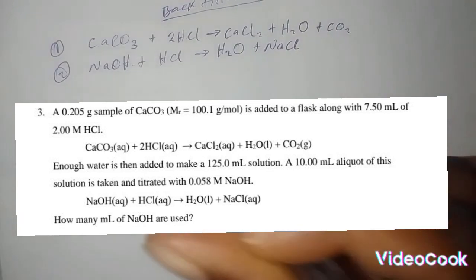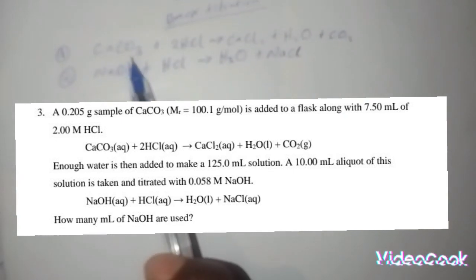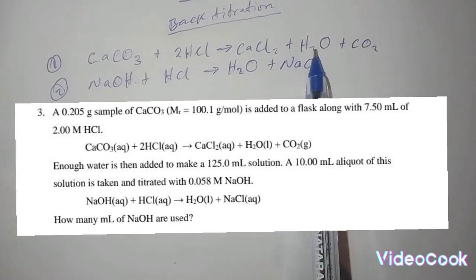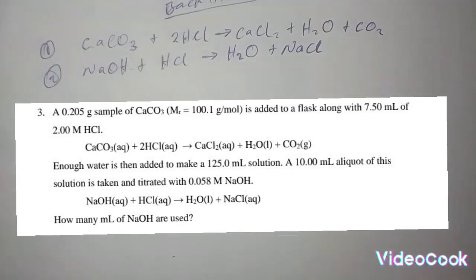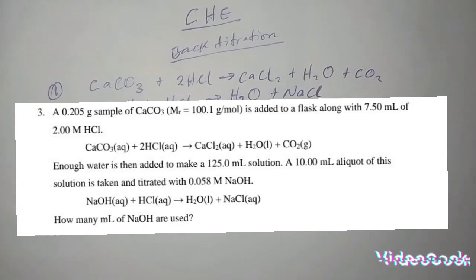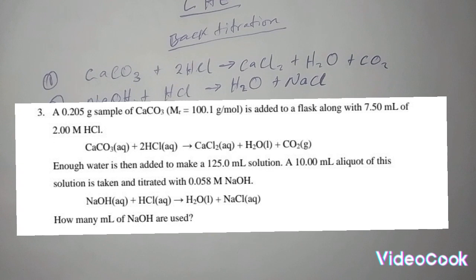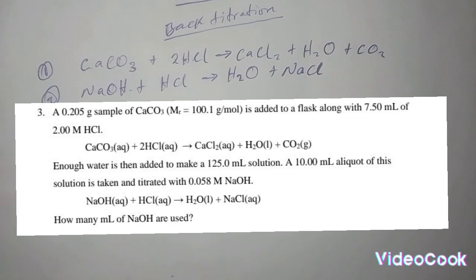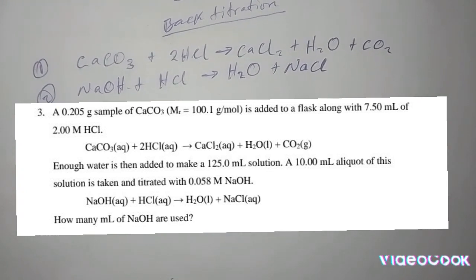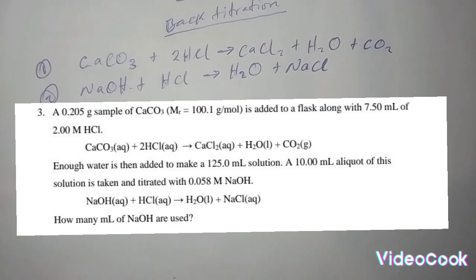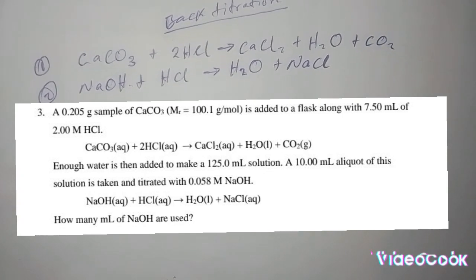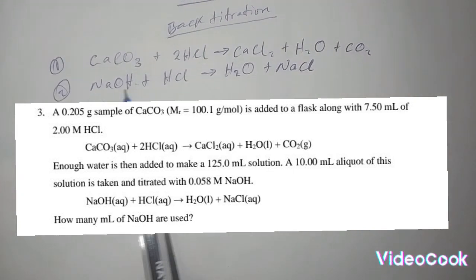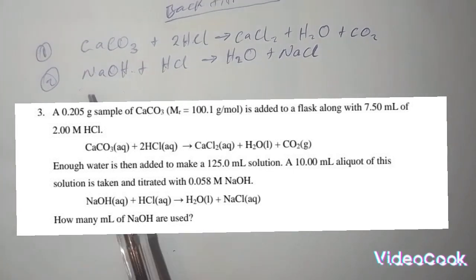Then we are given the first equation, which is this one. So this is the reaction between calcium carbonate and the hydrochloric acid, which produced calcium chloride, water, and the carbon dioxide. Now, they are saying enough water is then added to make a 125.0 mL solution. A 10 mL aliquot of this solution is taken and titrated with 0.058 molarity of sodium hydroxide. Then there is an equation which shows the reaction between sodium hydroxide and the hydrochloric acid.